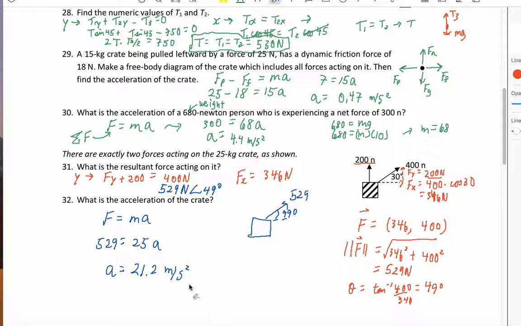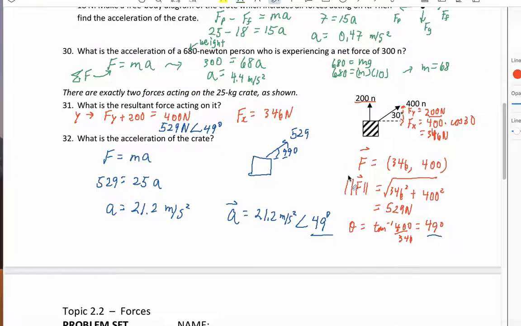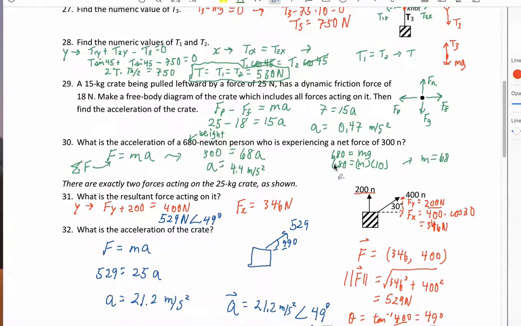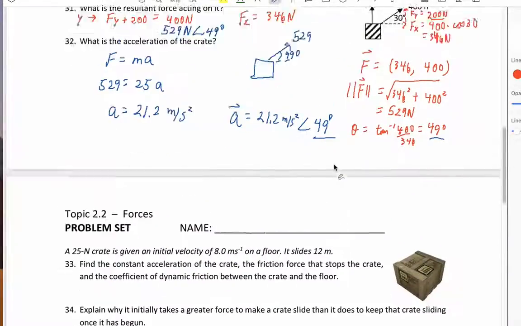And so the way we'll write this full acceleration, that would be enough. But if we want to do this as a vector, the acceleration is going to be 21.2 meters per second squared at an angle of 49 degrees. And at this point, you need to review your vector math if you're not clear on the fact that the acceleration and the force would be at the same angle. If this sameness of the angles is a mystery to you, you need to review vectors on your own time. All right, so that's the second video, problems 29 through 32, and then we'll finish up in the last video.